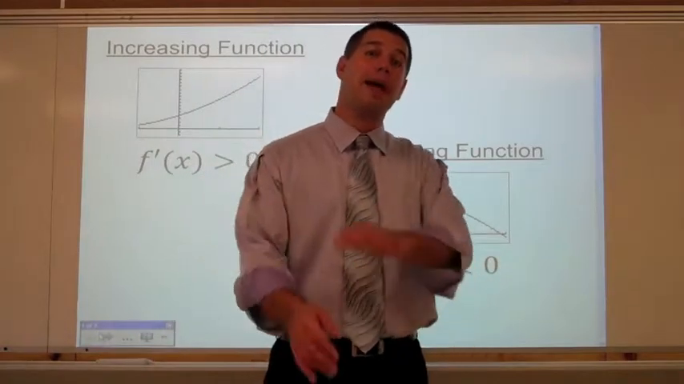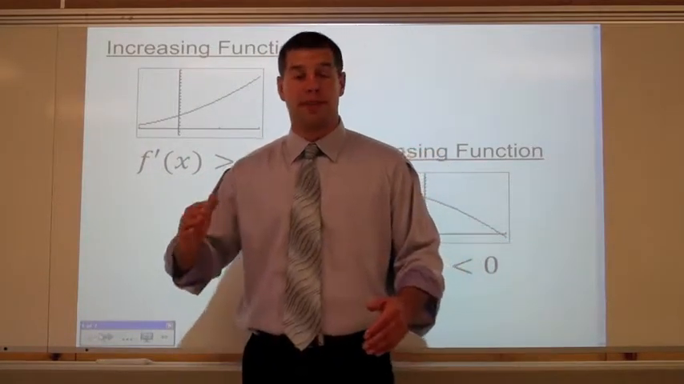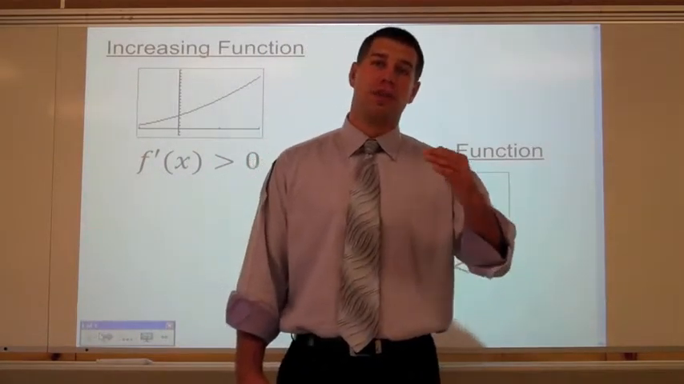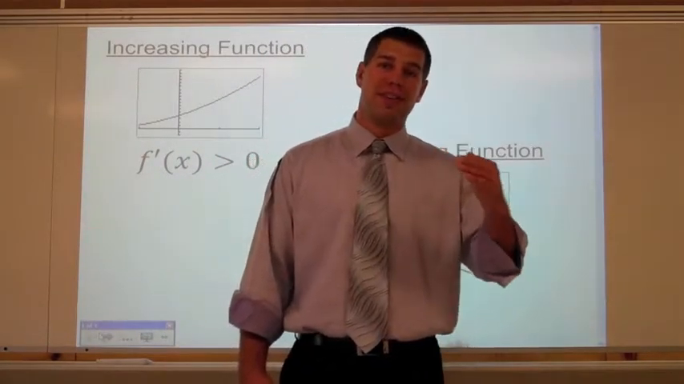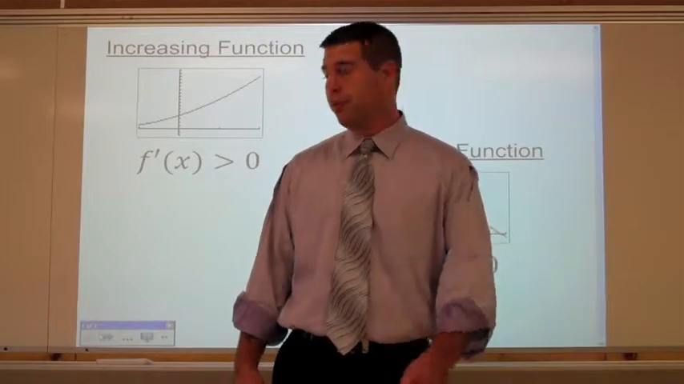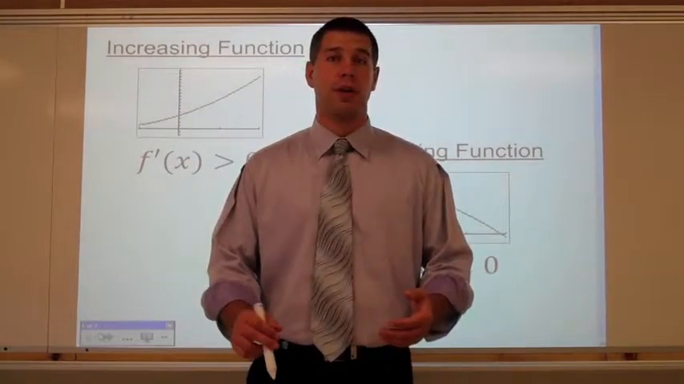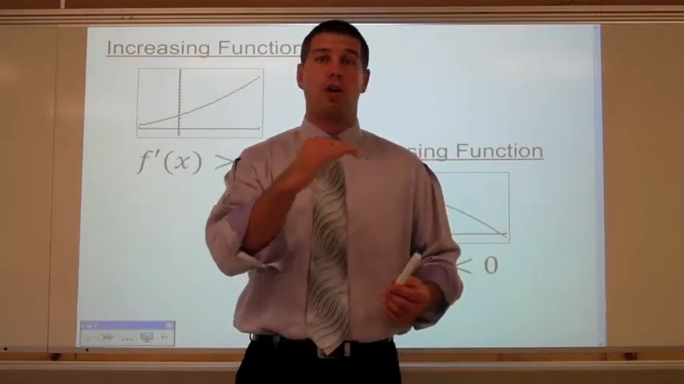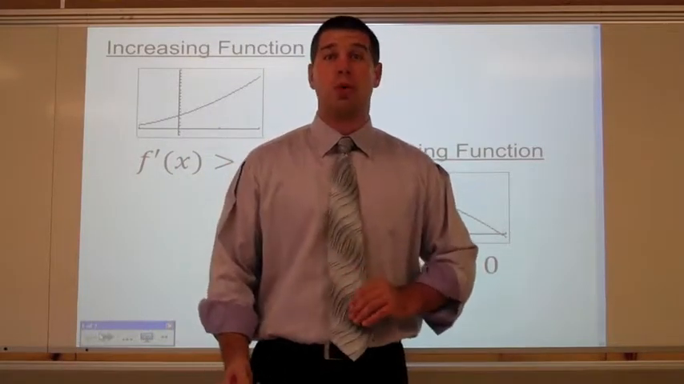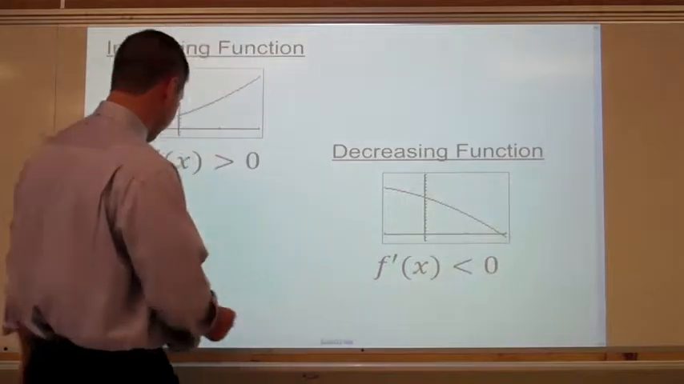Increasing function going up, decreasing function going down. Derivative is positive for an increasing function, derivative is negative for a decreasing function, at least on an interval. We usually talk about increasing or decreasing on an open interval. There's also a constant function where the derivative is equal to 0. That would be a horizontal line. That doesn't happen too often, but it is possible.